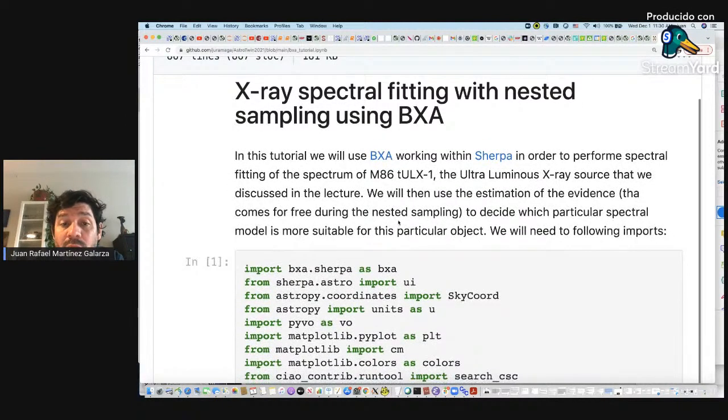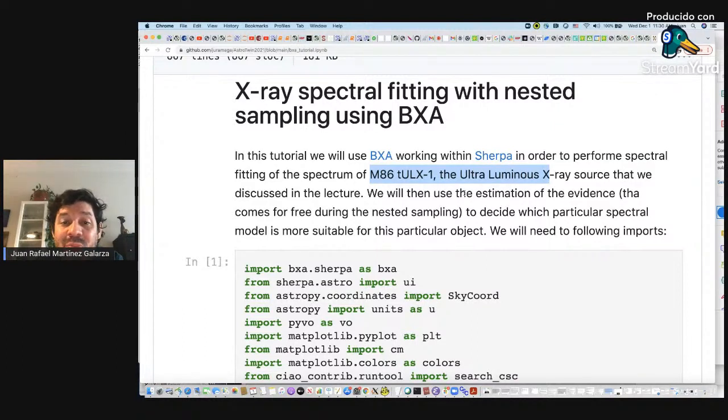So again, what we're going to do is remember the source I mentioned during the lecture, that was an ultra luminous X-ray source in the Virgo cluster that I said was a very strange source because it lived in an old population environment, et cetera, et cetera. Okay, we're going to try to take the spectrum of that source and fit it with a couple of spectral models. After we do that, we're going to look at what the distribution of the parameters looks like for those models given my data, right?